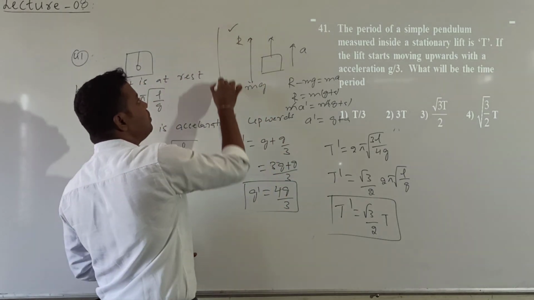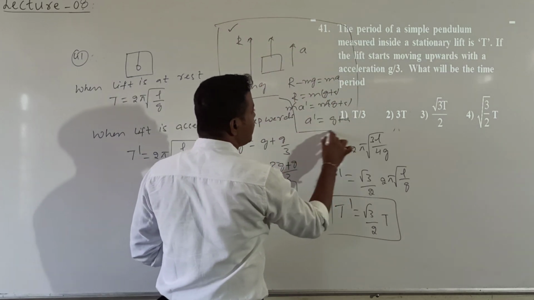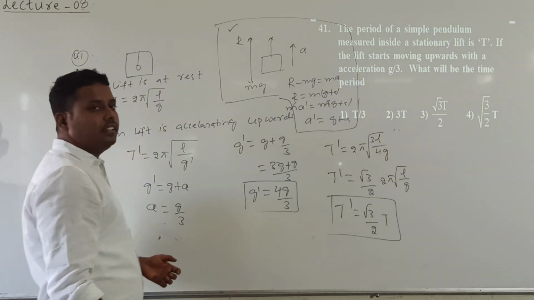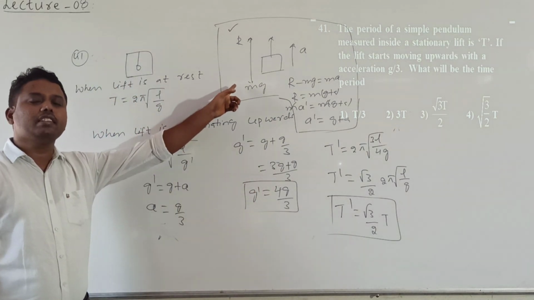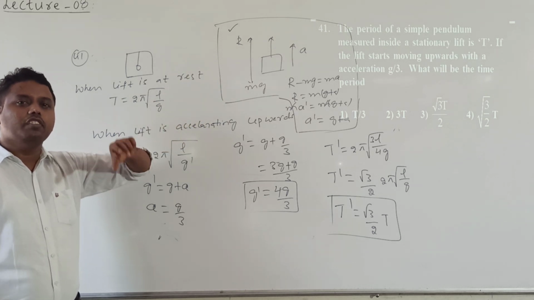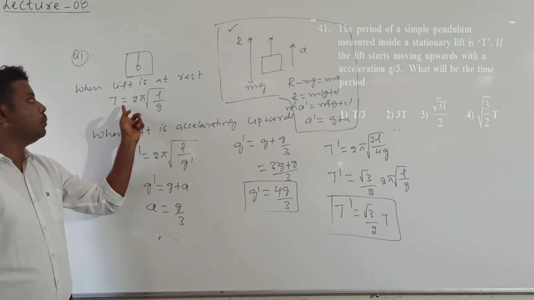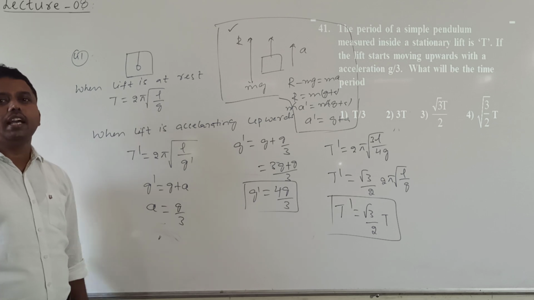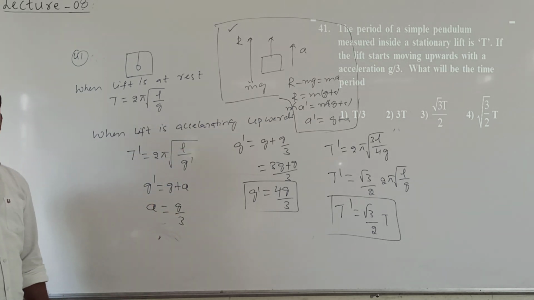Where will we get this concept? In Newton's laws of motion. That is a concept based on apparent weight. Whenever the lift is accelerating down, at that time the resultant acceleration is g minus a. Whenever the lift is at rest or moving with uniform velocity, the formula will be 2 pi into root over L by g. Okay, this is question number 41.